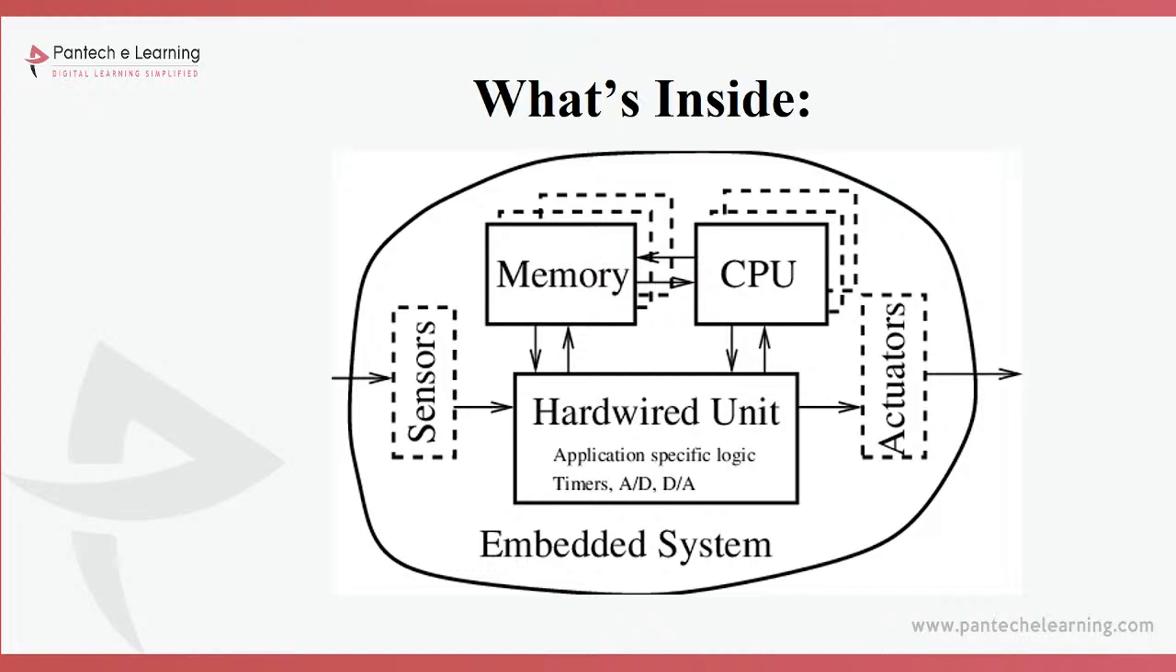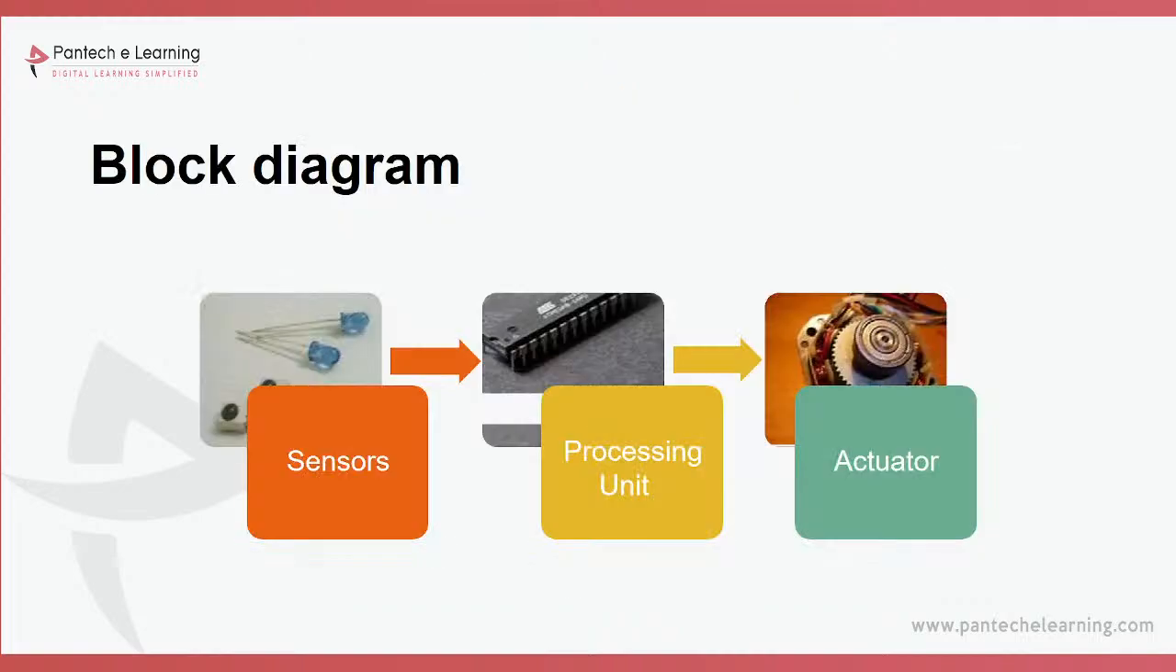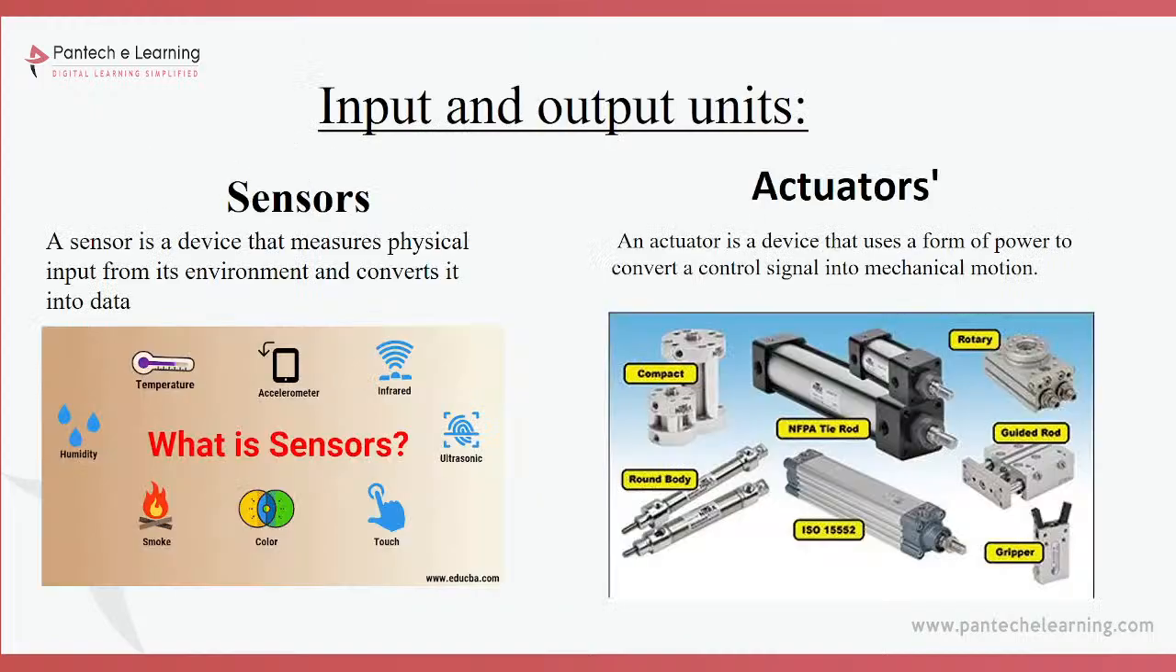You can see some arrows here. After the sensor input, it goes to the hardware unit, to memory, and next the CPU, to the hardware unit and actuators. This is the process. If any one of these 5 modules, such as memory or CPU, is not there, it is not an embedded system or embedded device. These are the main things an embedded system contains. You can see a block diagram: sensors, processing unit, and actuators.